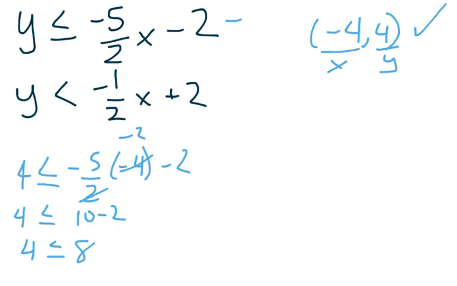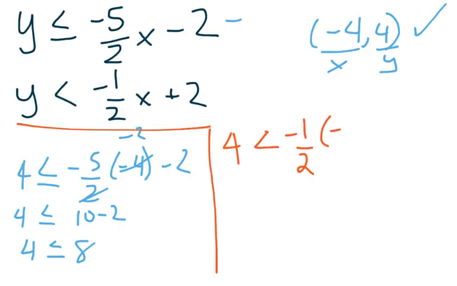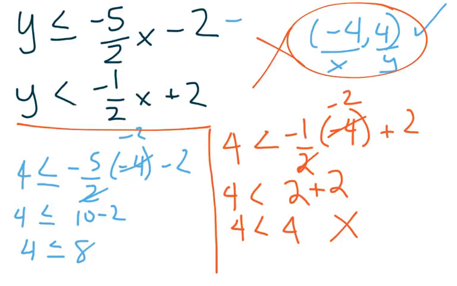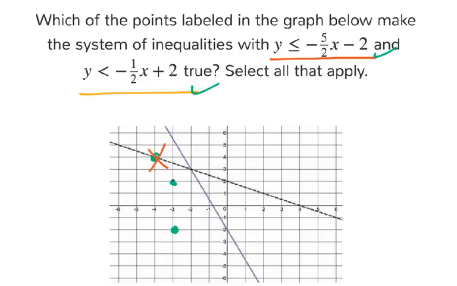But I can't stop there because it needs to satisfy both inequalities, so let's test it in the other one. Again, y is 4, less than negative 1/2 times negative 4 plus 2. 2 and negative 4 can cancel out. Is 4 less than negative 1 times negative 2 is 2 plus 2. That gives us 4 is less than 4. That is not true. 4 is equal to 4, but we don't have an equal to sign in here, so that does not work. So the point negative 4, 4 does not satisfy both of these inequalities. Therefore, it does not satisfy this system of inequalities.